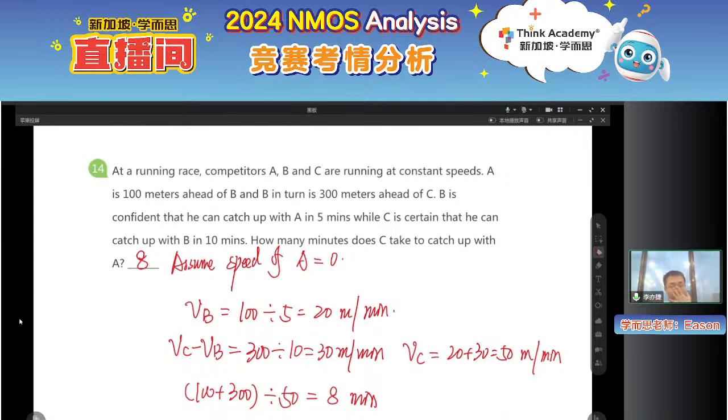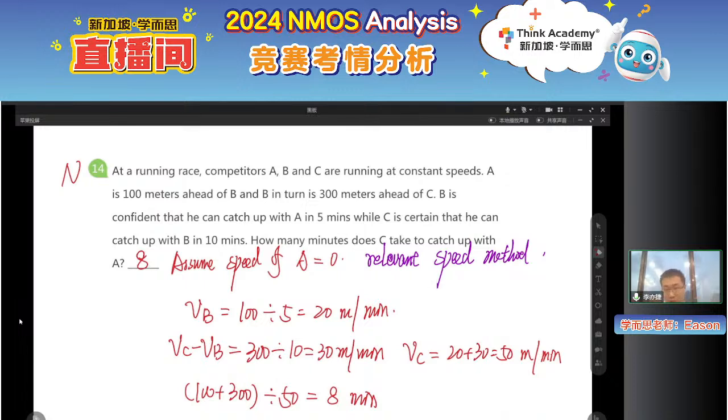So for this question, if you are trapped by the speed of A, it's very complicated for you to get the answer, right? However, we can use the relative speed, by assuming the speed of A becomes 0, to make it easier to do, right? So maybe treat it as a normal question, because if you don't know the relative speed, it should be difficult for you.